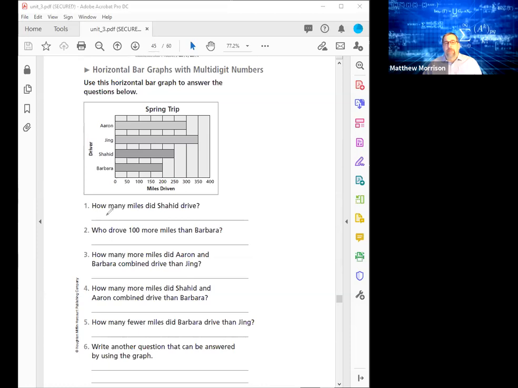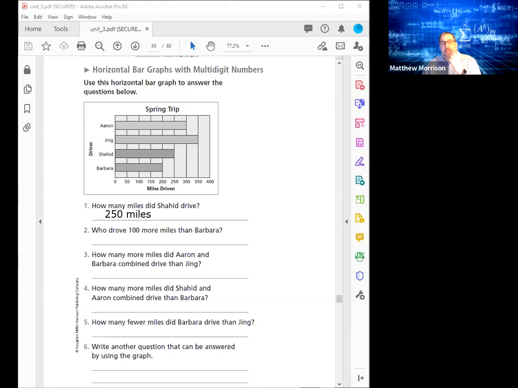250 miles. So we come over here and we write on the line, how many miles did Shahid drive? It is 250 miles. How did I find that again? I looked here on the bar and I saw where the bar ended, and that was at 250. Can I just write 250? No, I need to write 250 miles, okay?